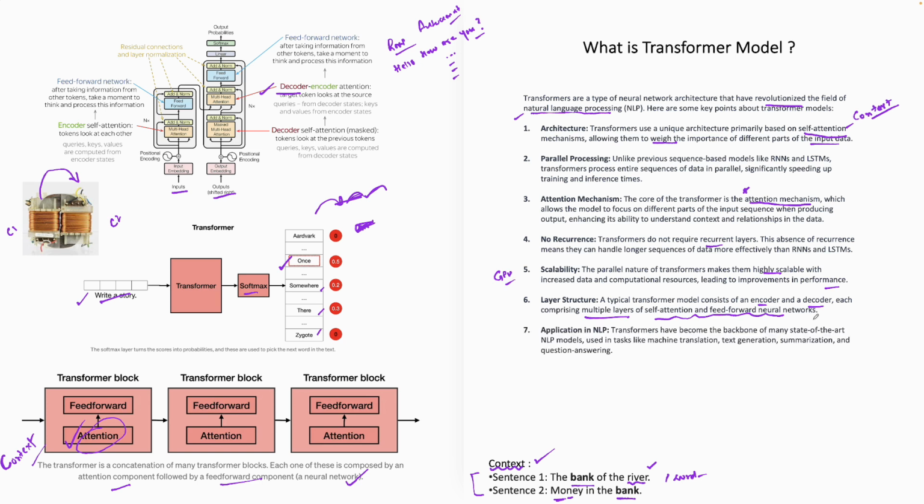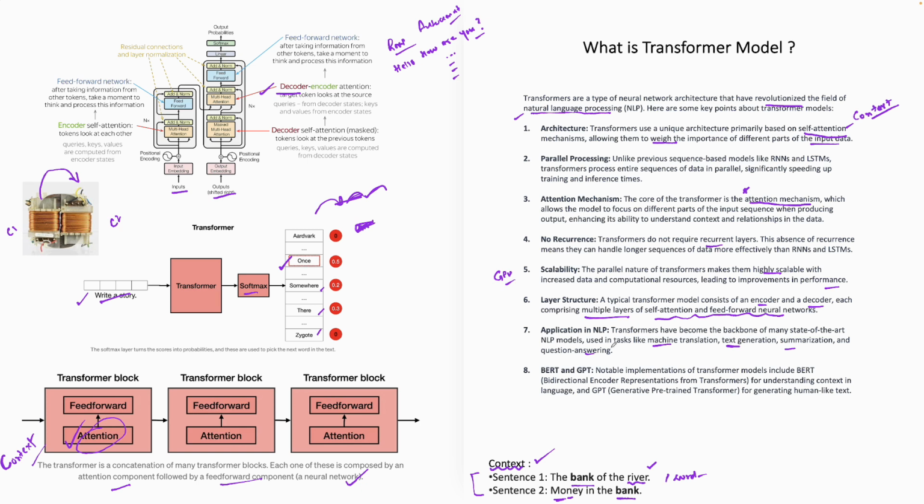So transformers have become the backbone of many state-of-the-art NLP models, or natural language processing models, such as machine translation. Even in translation, let's say I'm translating English to German, over there you will see the transformer model getting utilized. Text generation, something like these days we are talking about ChatGPT, summarization, and question answering. For all these things, wherever you think that things can be done really in parallel and it's not a sequential thing, this can be used.